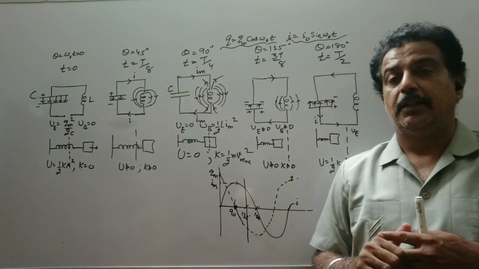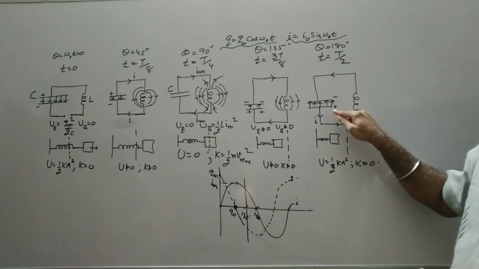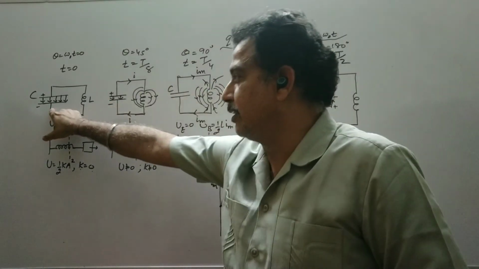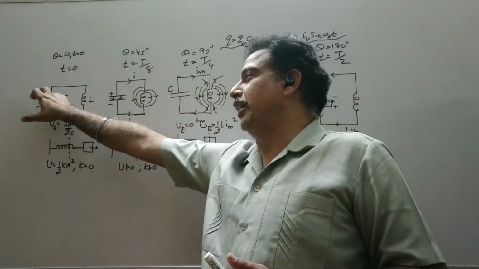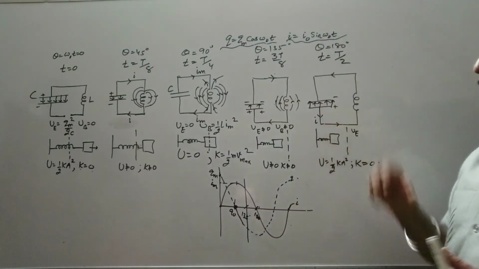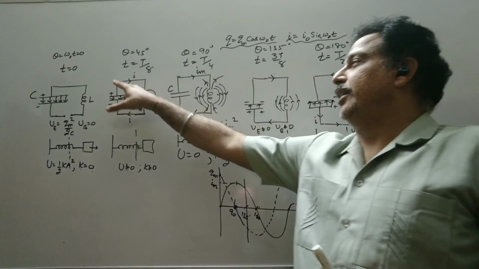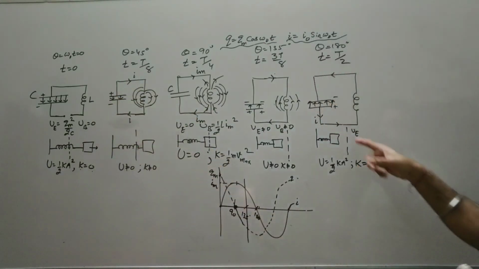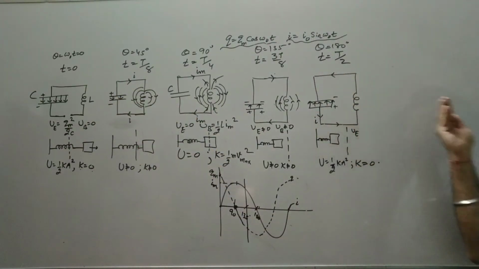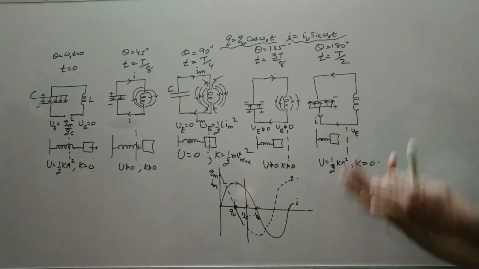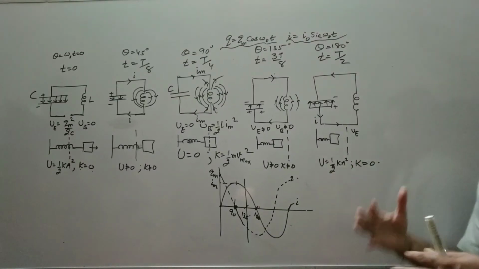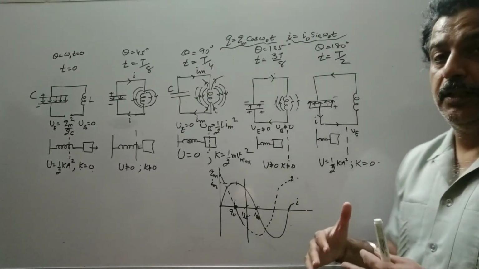So you see, compare it with the first diagram. So we had upper plate positive, now we have lower plate positive. So the direction of the current, which was initially clockwise, will now become anti-clockwise as you proceed further. So after every half cycle, the polarity of the capacitor changes.